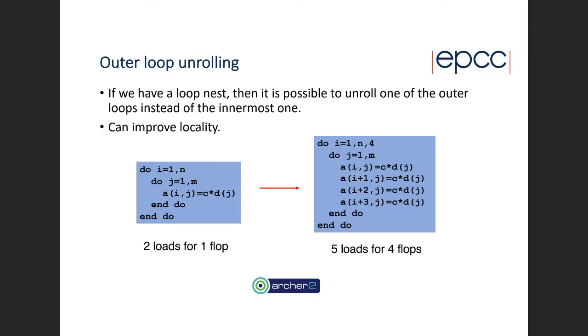This can be better if you do the counting here. On the left, we have to do 2 loads for every floating point operation. We've got to load A and load D. Once we've done this transformation on the right here, then we have 4 flops in the loop body, but we need 4 loads for A, but only 1 for D, because we get to reuse the D[j].